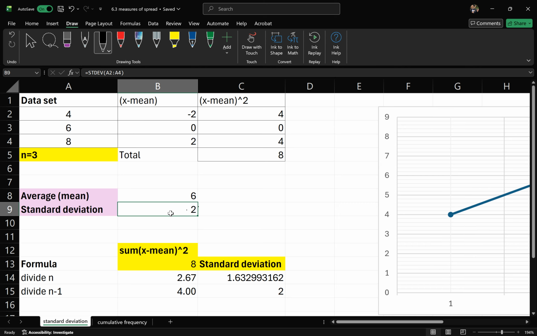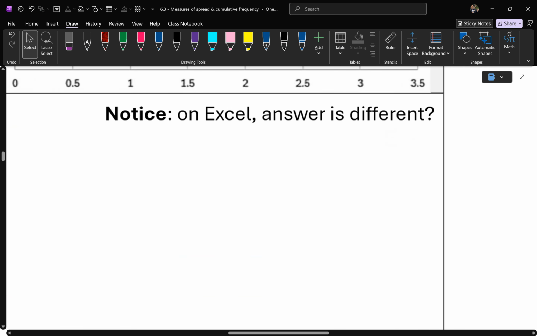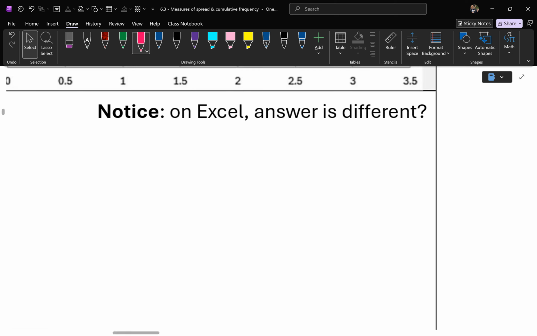One's population, one's sample. If you're doing general, you might learn one of the two. So you need to know one is sample, one is population. That's why the calculations don't fit. If you're doing Excel, just be careful with that. So what do you write as part of your notes? Right here: on Excel, the answer is different.